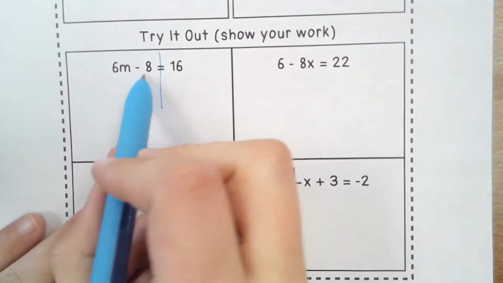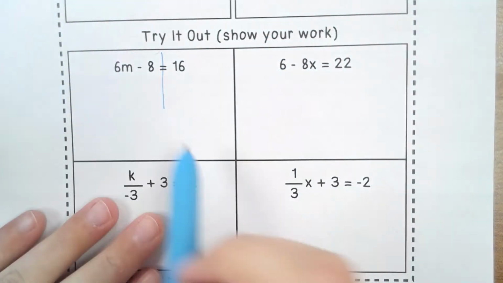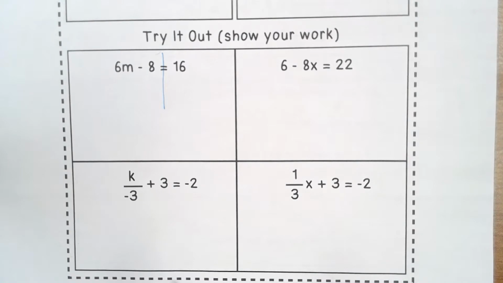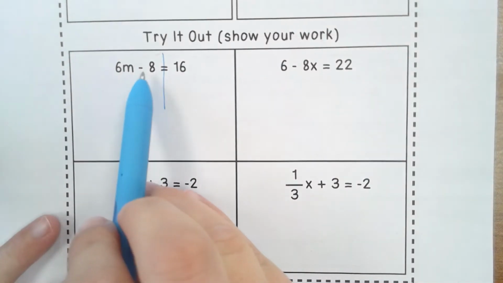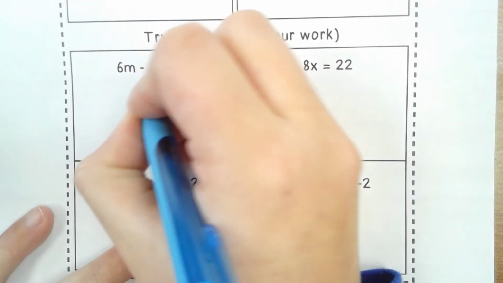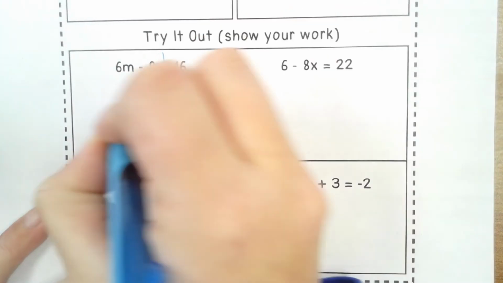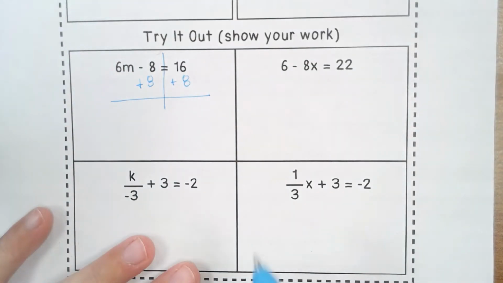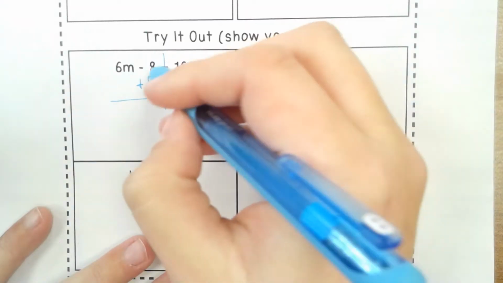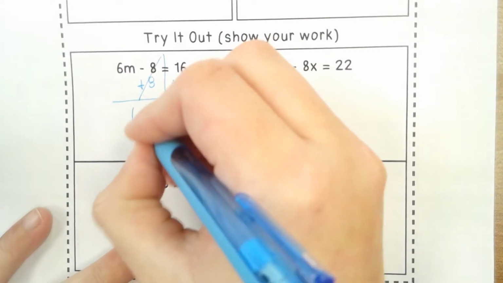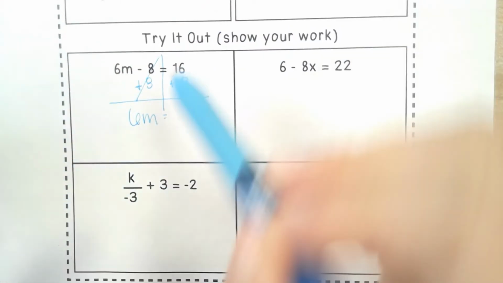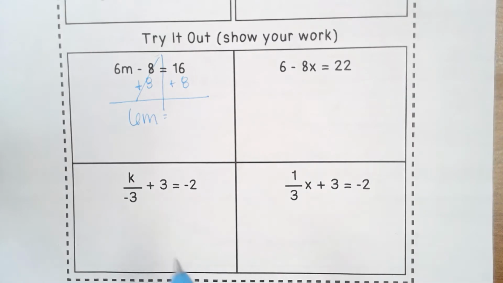Okay, so in this case, we want to move the minus 8, and remember, to move it, you have to do its inverse operation. So if we're subtracting 8, the opposite of subtracting 8 is to add 8 to both sides. So your minus 8 plus 8 cancel. You're left with 6m equals, and then 16 plus 8 gives us 24.